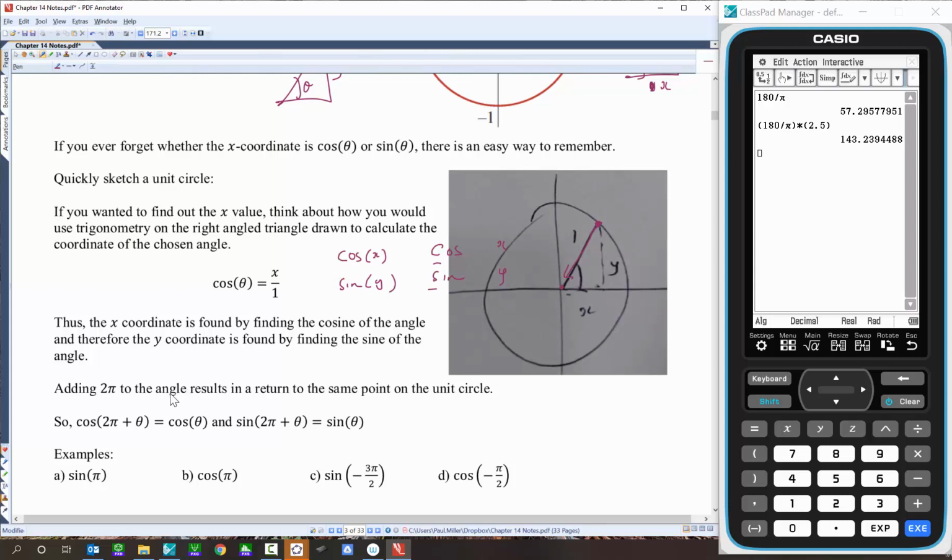Anyway, I digress. So cosine of 2 pi plus theta is the same as cosine of theta. If you add 2 pi to the angle, it's just the same as being at that angle. It's the same as sine.